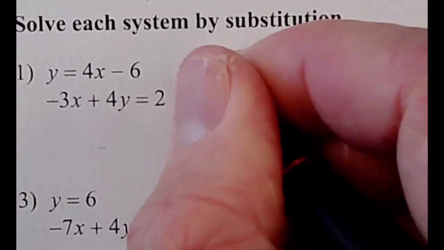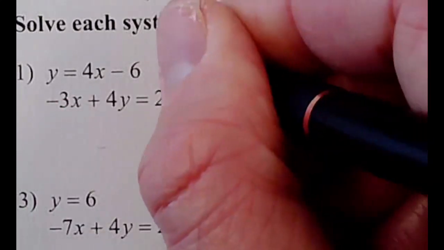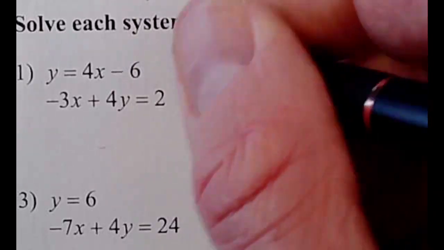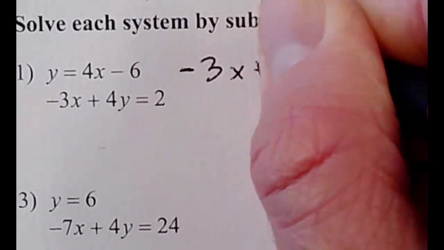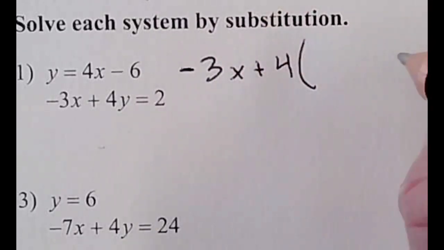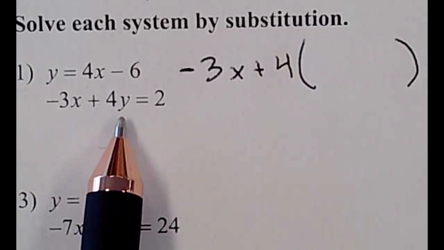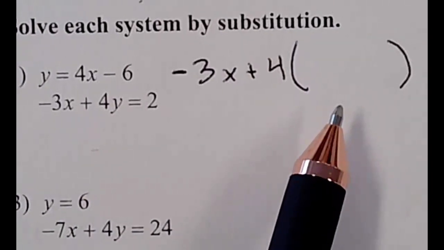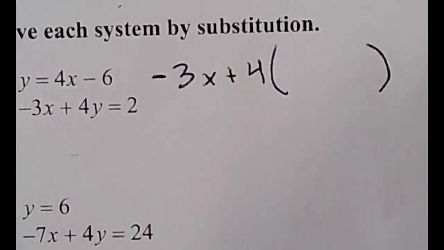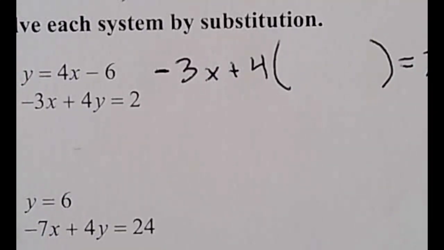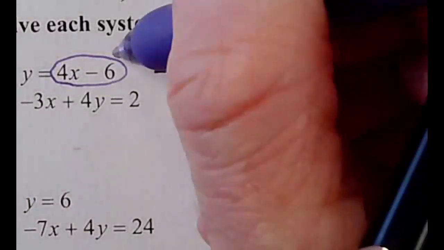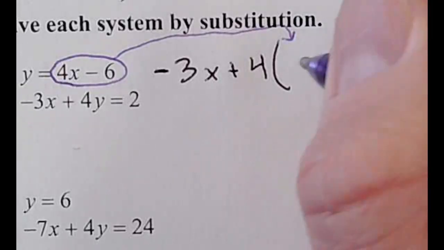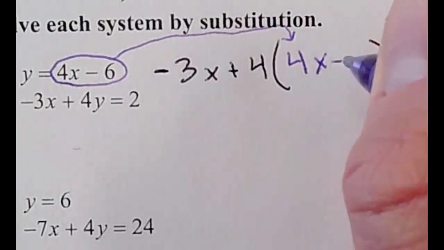Okay? So here we go. I'm going to rewrite the second equation, but I'm going to plug in the 4x minus 6 for the y. So there's the y. It goes right in there, right? It goes right there, and that equals 2 there, okay? But in this equation right here, I'm going to take that 4x minus 6 value and plug it in right there for the y. 4x minus 6.